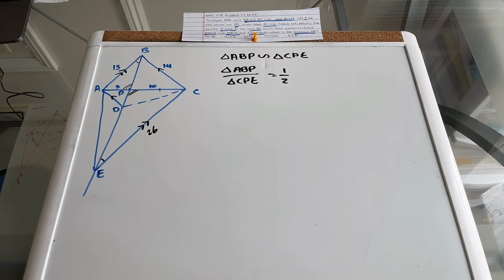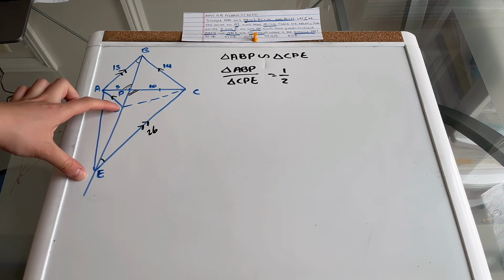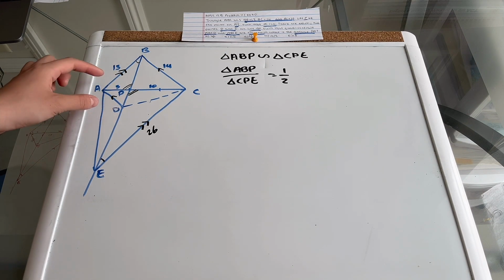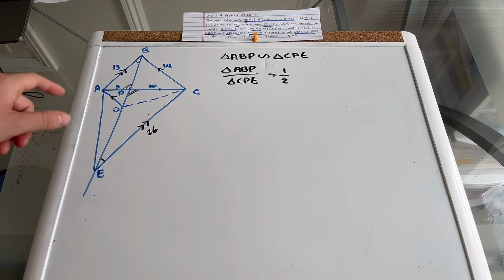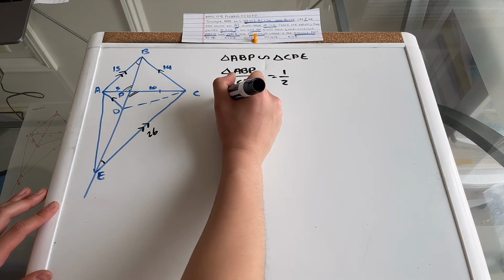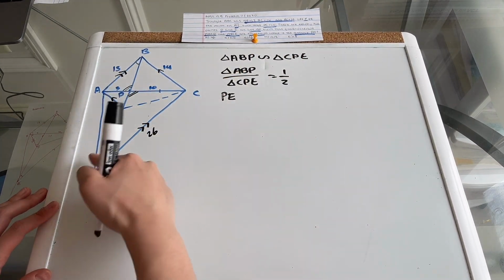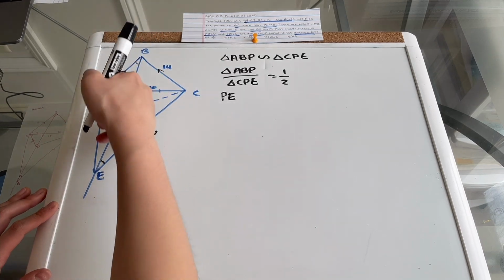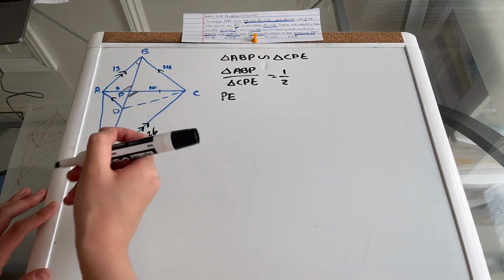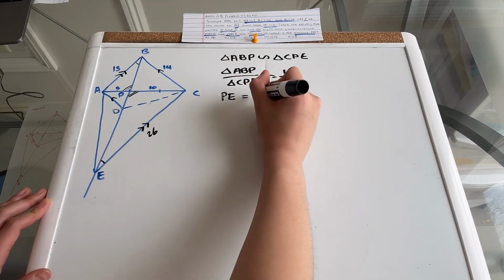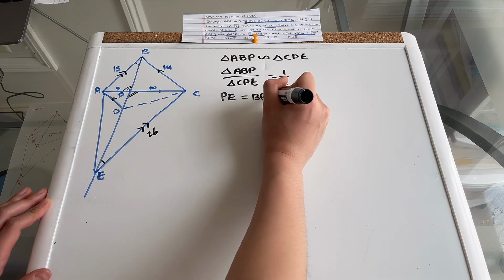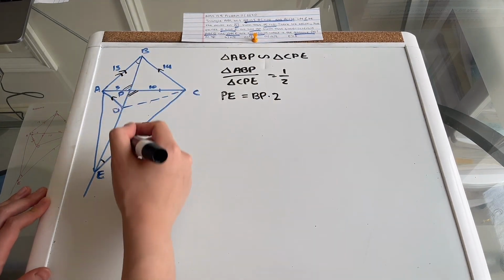So right now we are trying to find DE, and if we know what DP and EP are, then we can find DE by subtracting DP from PE. We know that PE is in the second triangle, and the ratio between these two triangles is 1 to 2, so PE is equal to BP times 2.